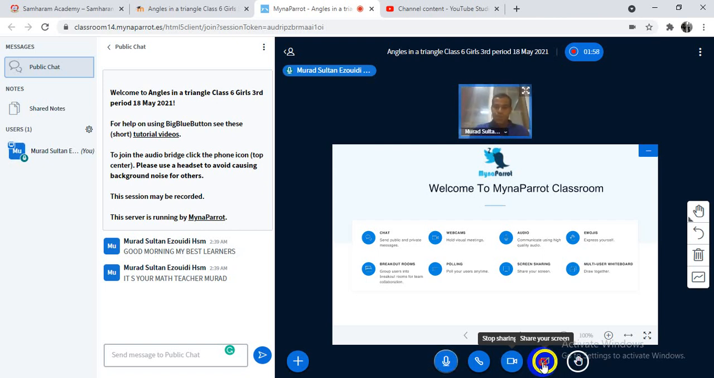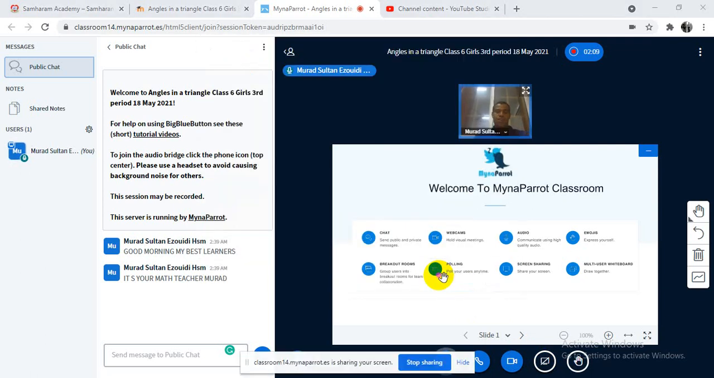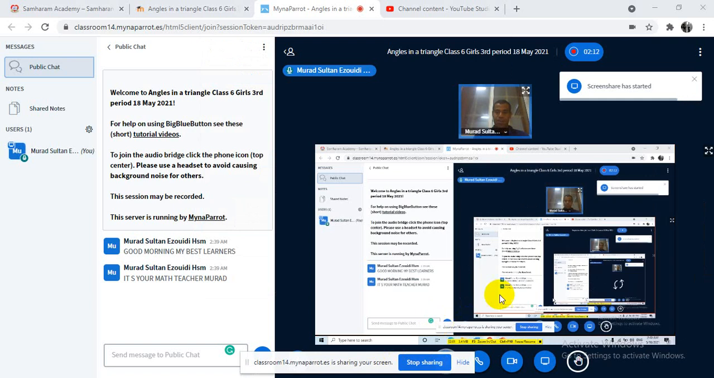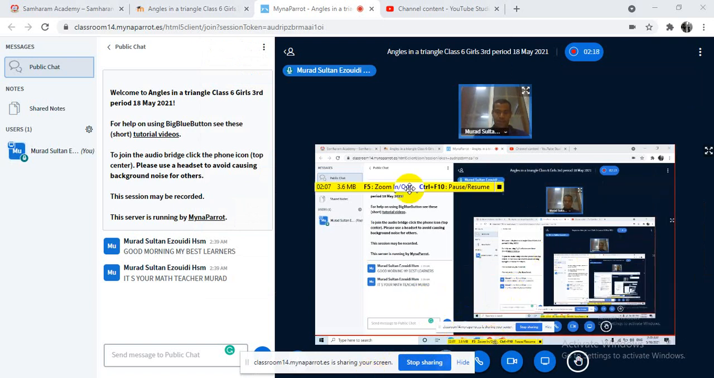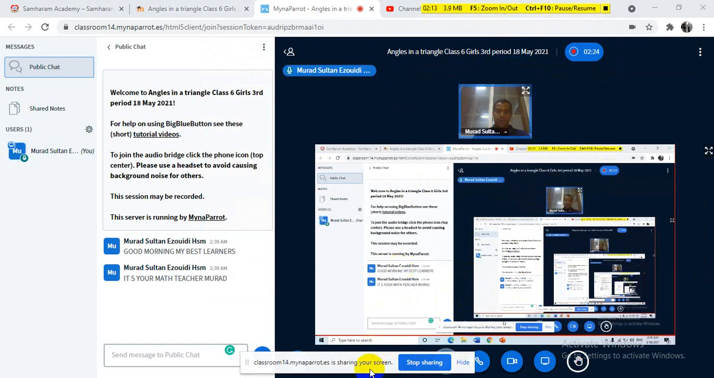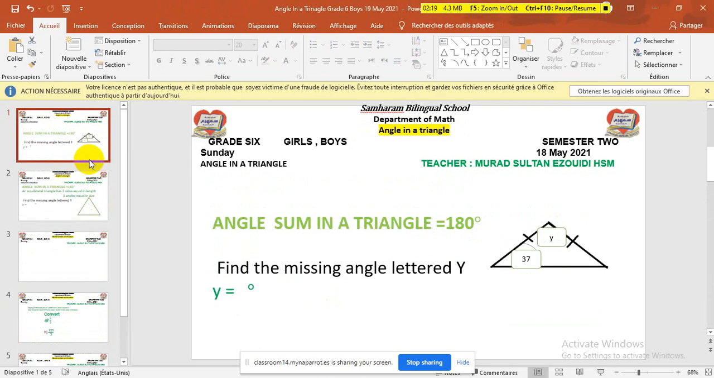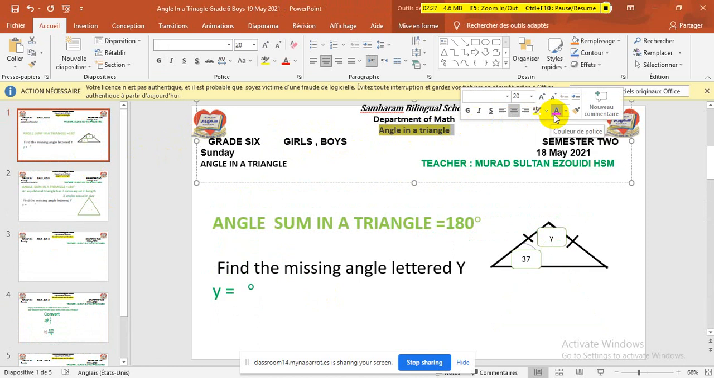I want to share the screen with you, my learners, and we start studying the angle properties that can be in a triangle. Clear? I wish that everything was clear with you. So I will start. Here we start, the first slide should be dealing with angle in a triangle. Okay, angle in what? In a triangle.